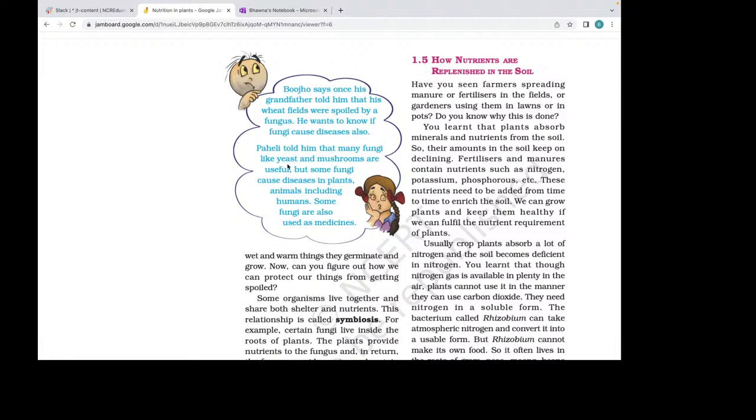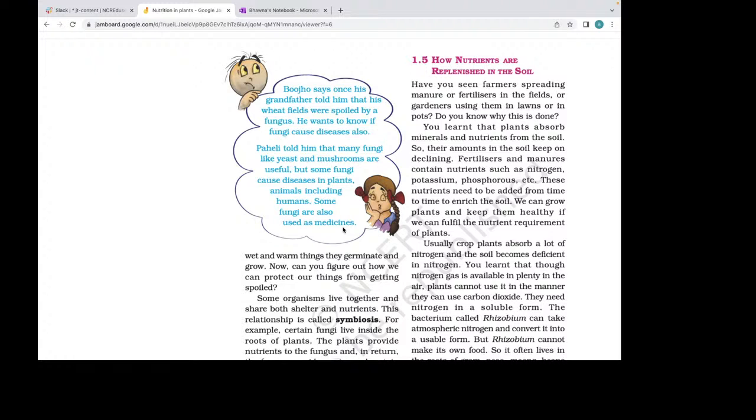Paheli told him that many fungi like yeast and mushrooms are useful. Yes, there are useful fungi as well. These are yeast and mushrooms. Mushrooms you eat, and yeast is present in your bread and a lot of things. A lot of edible things are useful, but some fungi cause disease in plants and animals, including humans. Some fungi are also used as medicine. So fungi are of all types. It is useful as well as harmful.